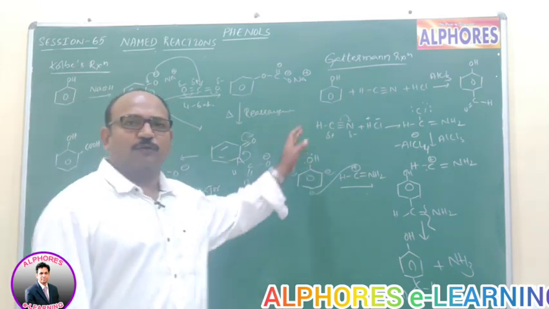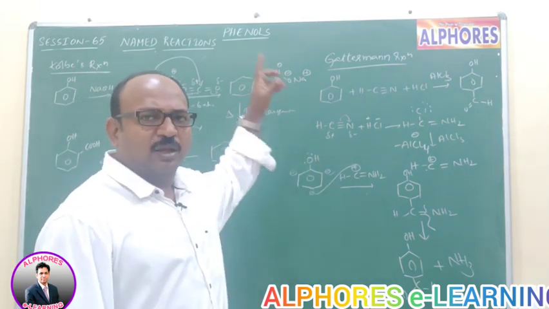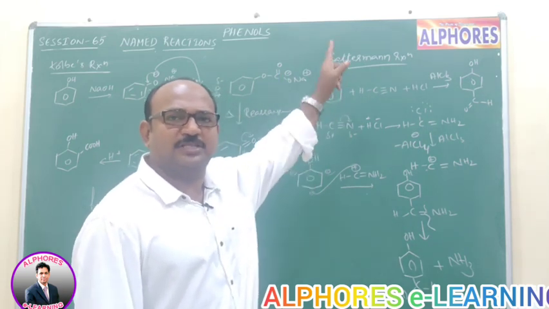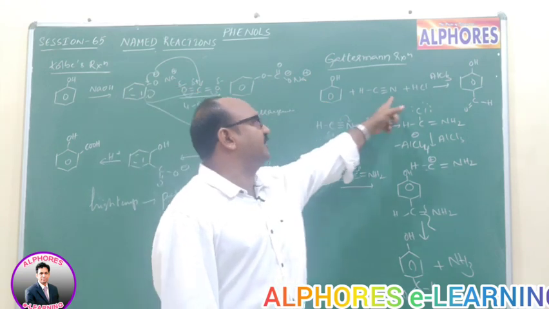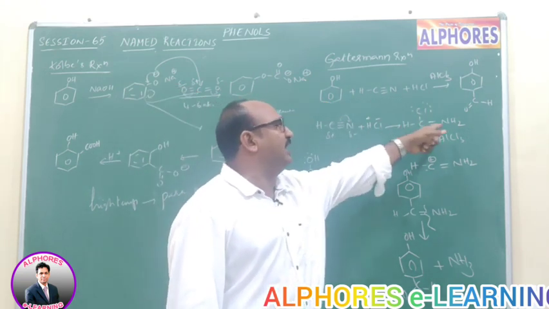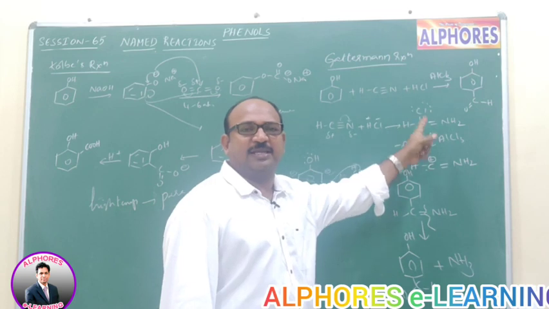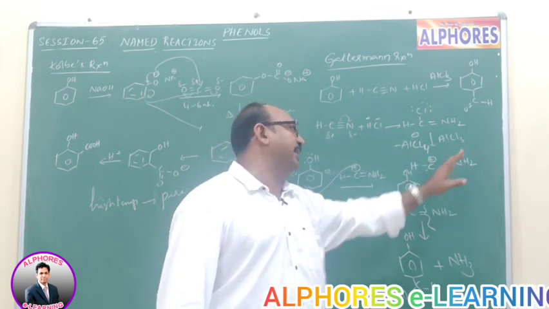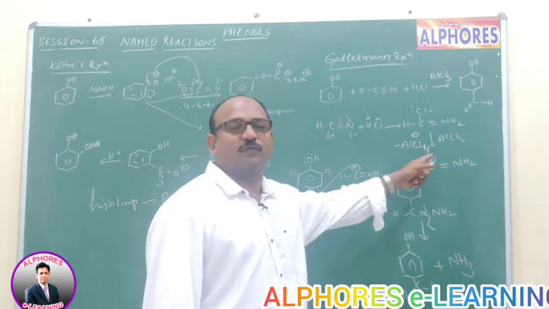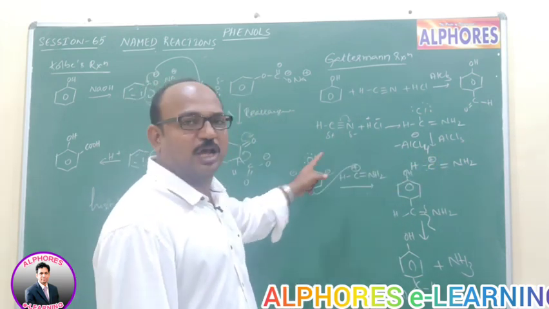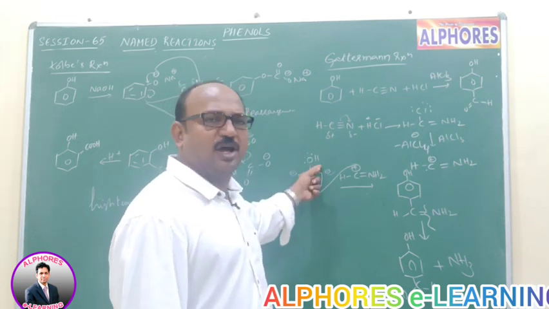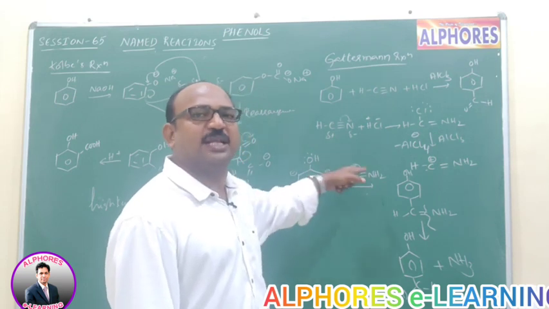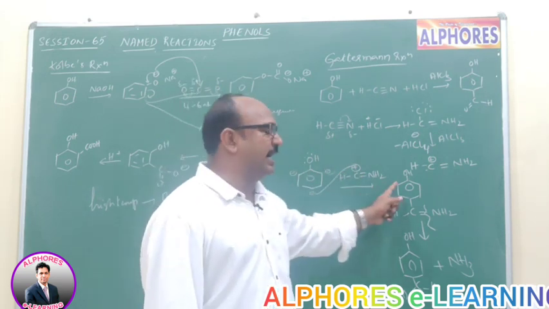First, this is hydroformylation, nothing but phenol undergoing hydroformylation. For that, HCN and HCl in the presence of AlCl3, HCN reacts with HCl and we are getting HCCl and H2, and from this the Cl minus is taken by AlCl3 and leaves the electrophile HC plus double bond NH2. And now this acts as an electrophile, it has to come and attack at the ortho or para position, and obviously at the ortho position hindrance is there, so the para position is more free, and it comes and attacks the para position, and you are getting the para product.